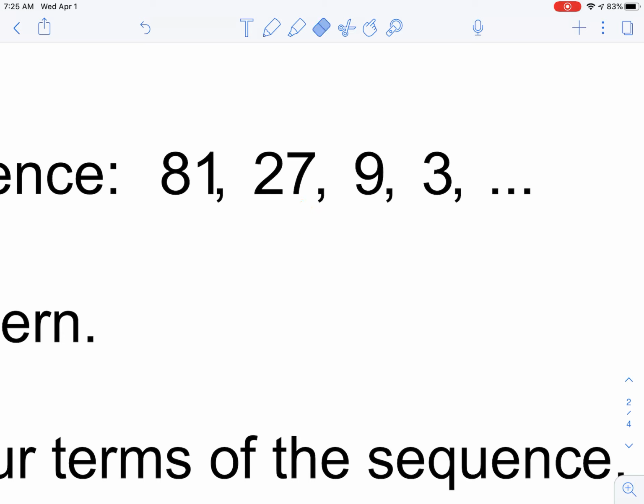So unfortunately, this is not going to be just adding or subtracting a number in order to get to that next term. I do know, though, that if I look at 9 and 3, and think about multiplication or division, two other operations, if I take 9 and I multiply it by a third, that does give me 3. And if I do that same thing to 27, I also get 9. And then that also works here.